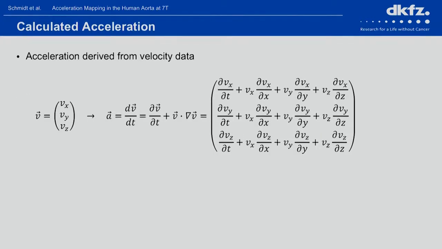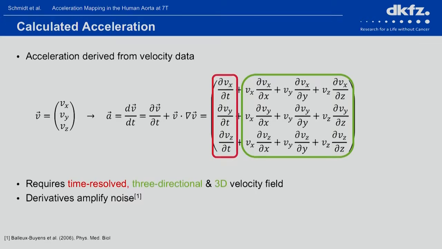As I already said, we can derive acceleration data from measured velocity data due to the fact that acceleration is just the total derivative of the velocity with respect to time. If we want to calculate this, we have to take the partial derivative with respect to time, but we also need all these terms where we have derivatives with respect to all spatial coordinates. From this, we can already see that in order to quantify acceleration based on velocity data, we need time-resolved, 3-directional, and 3D velocity data, so we need to have 4D flow data.